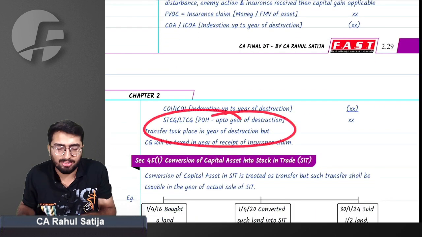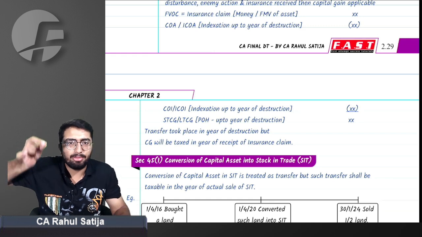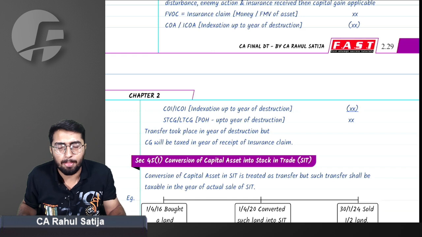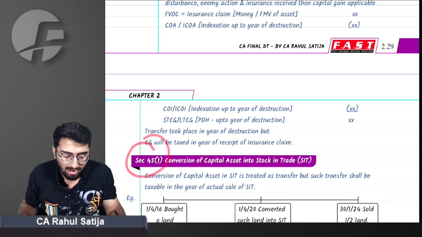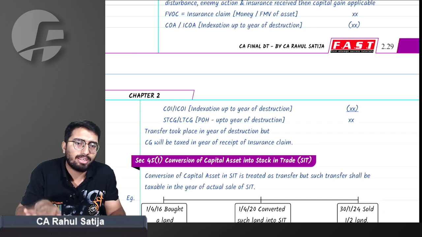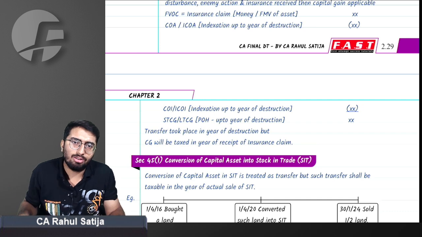And the period of holding shall be considered from the date of acquisition till the date of transfer and not till the date of receiving the compensation. From today onwards, we have to start with the second case. What does the second case say? Conversion of capital asset into stock in trade. What if a capital asset is converted into stock in trade?